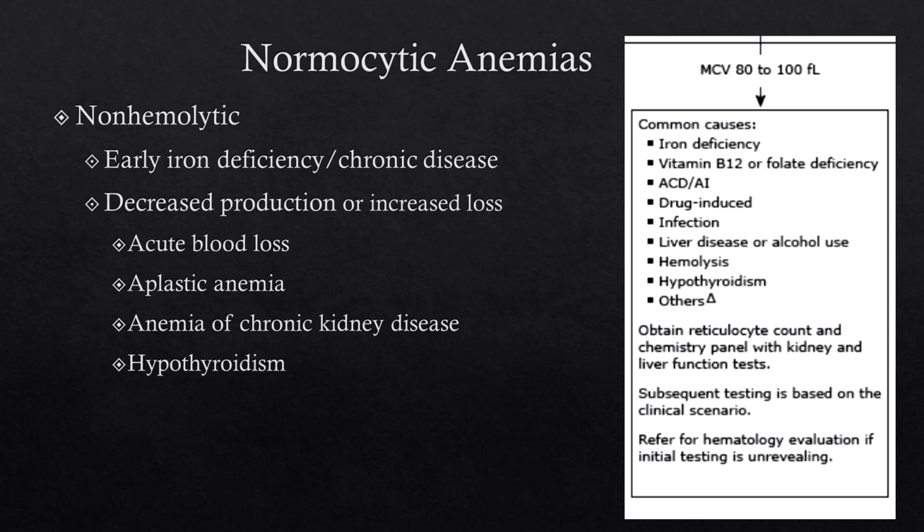Then, on the other end of the decreased production side, aplastic anemia is always a possibility. This is a bone marrow issue, and of course there could be an underlying malignancy that is leading to that.